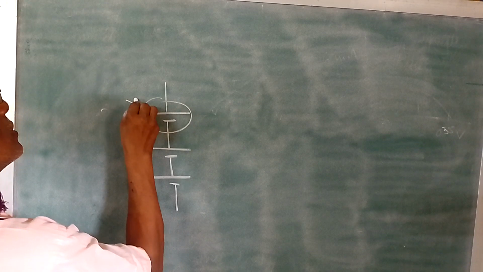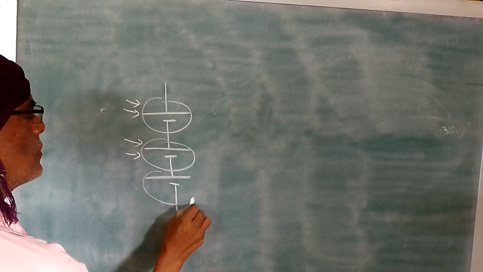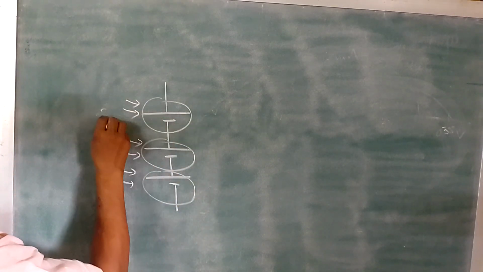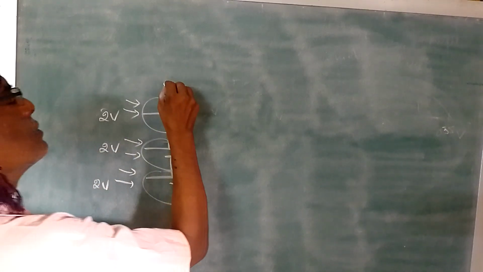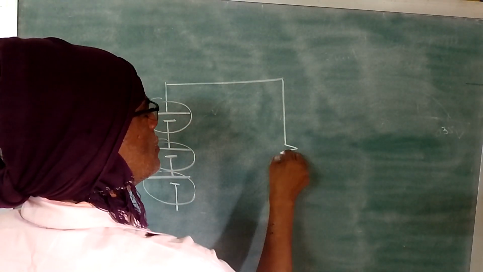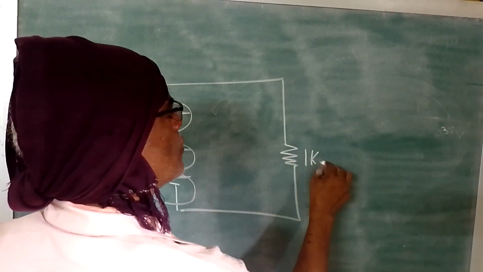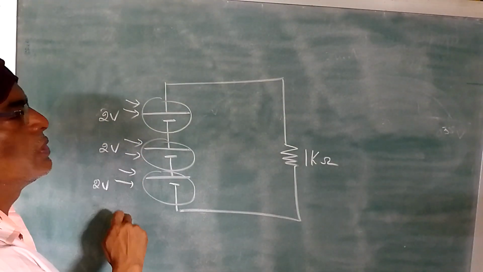All are solar cells or photovoltaic cells connected in series. Assume it is illuminated so that it is giving 2 volts. Okay, I told you how to connect. Then first you connect the load. So already I have suggested to use a 1 kilo ohm load. So roughly we know 2 to 6 volts across 1K.